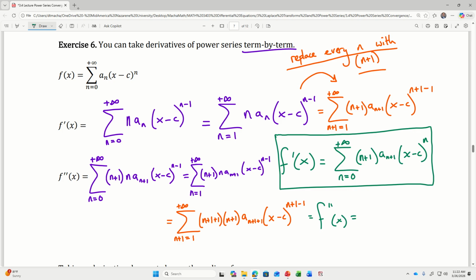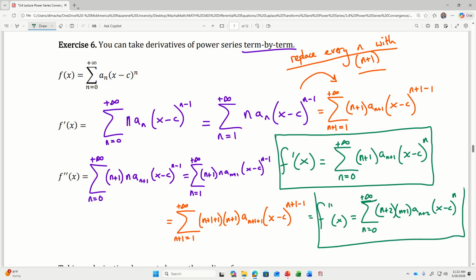And then we can finally simplify all of this and say, well, the equation below the sigma says n plus 1 equals 1. That means n equals 0 is where I start. And then n plus 1 is n plus 2 times n plus 1 times a subscript n plus 2 times x minus c raised to the power n plus 1 minus 1. That's my second derivative. Okay, questions? Cool.